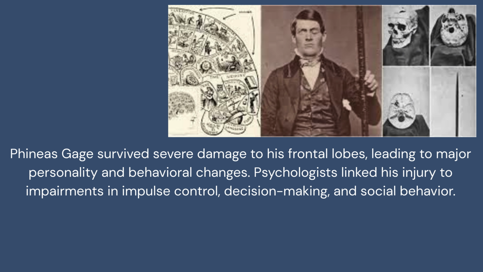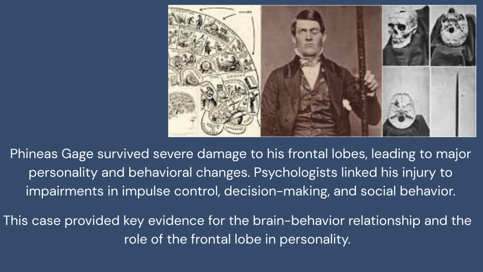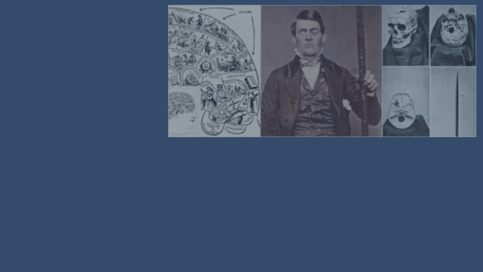and behavioral observation. Another example: Phineas Gage survived severe damage to his frontal lobes, leading to major personality and behavioral changes. Psychologists linked his injury to impairments in impulse control, decision-making, and social behavior. This case provided key evidence for the brain-behavior relationship and the role of the frontal lobe in personality.